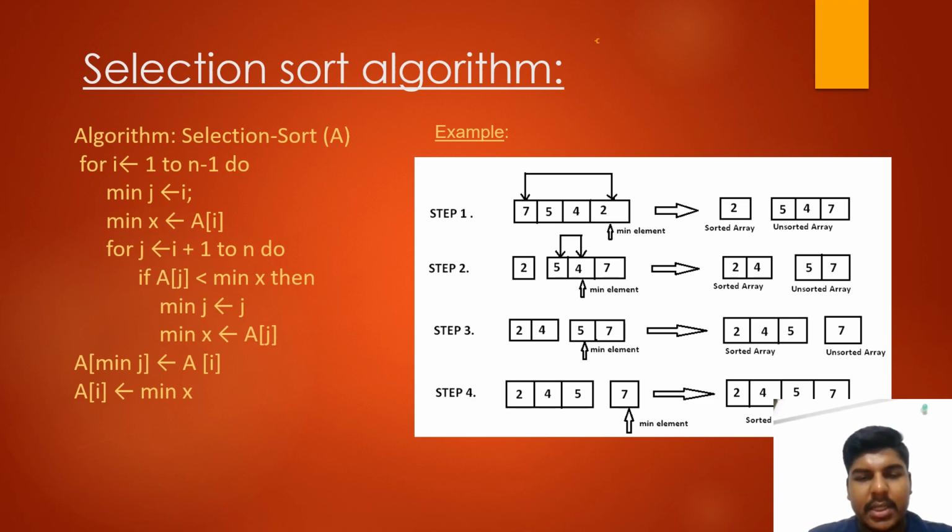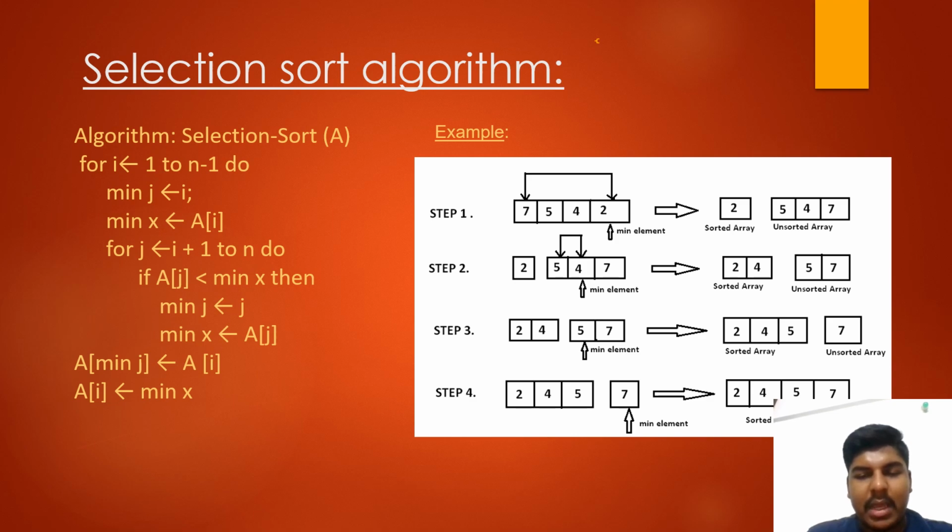As we can see in this picture, in step 1, the unsorted array given is 7, 5, 4, 2. And the minimum element in that array is 2. So, the first element 7 and 2 are swapped in their positions. And the sorted array is 2 and the unsorted array is 5, 4 and 7.